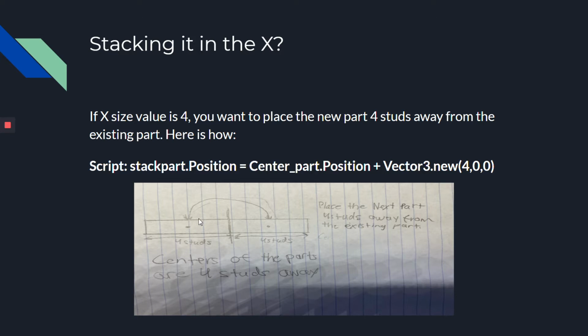So if the X size value is 4 and you want to stack in the X direction, you need to place every new part 4 studs away from the existing part. And this is what the script does. Although the two parts are touching each other, it's the centers which are 4 studs away. So you always want to think about the position, and take the center into consideration, guys.